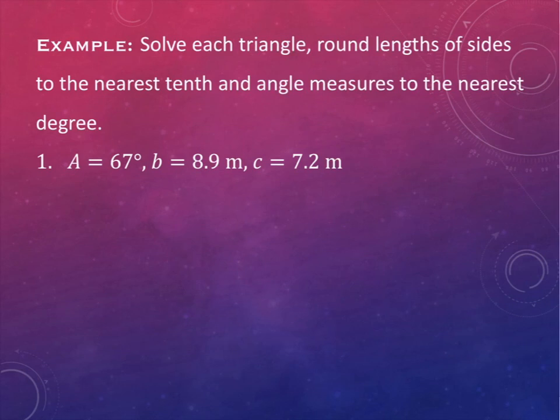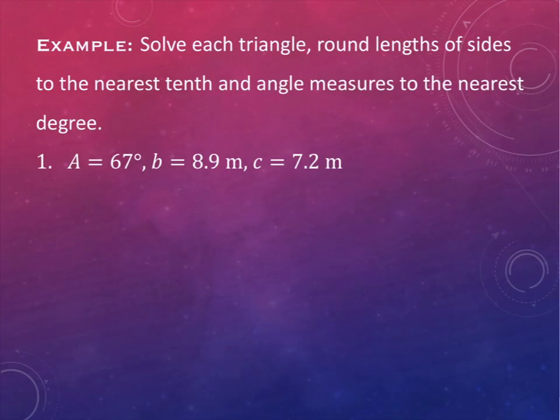All right, so let's take a look at one. So we're going to solve the triangle. Remember, solve the triangle means find all the missing sides and angles. And we're going to round the lengths of the sides to the nearest tenth, angle measures to the nearest degree. That's going to be our go-to every time, okay? It'll be written on all the quizzes and the tests, but reminder, angles nearest degree, side lengths nearest tenth.